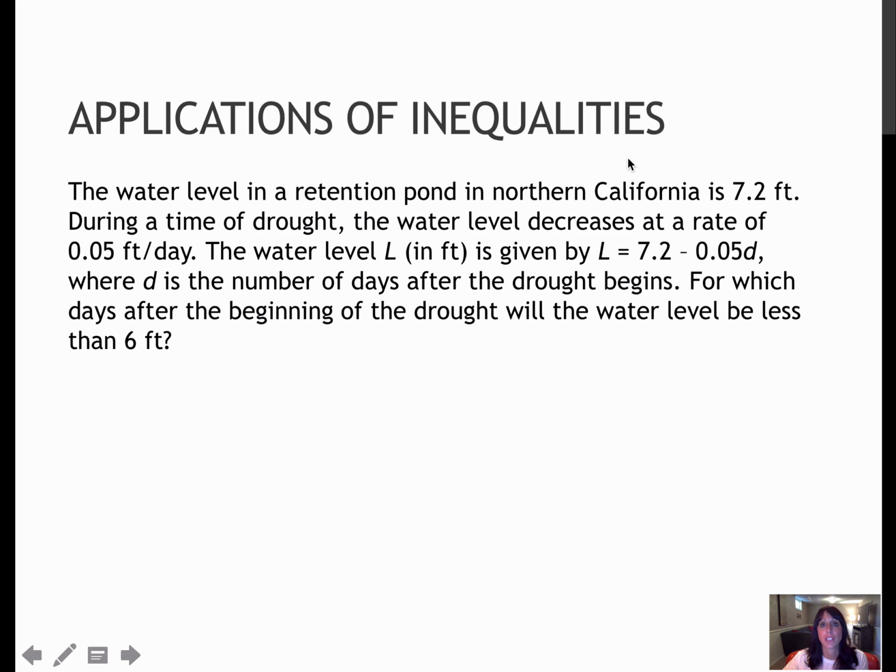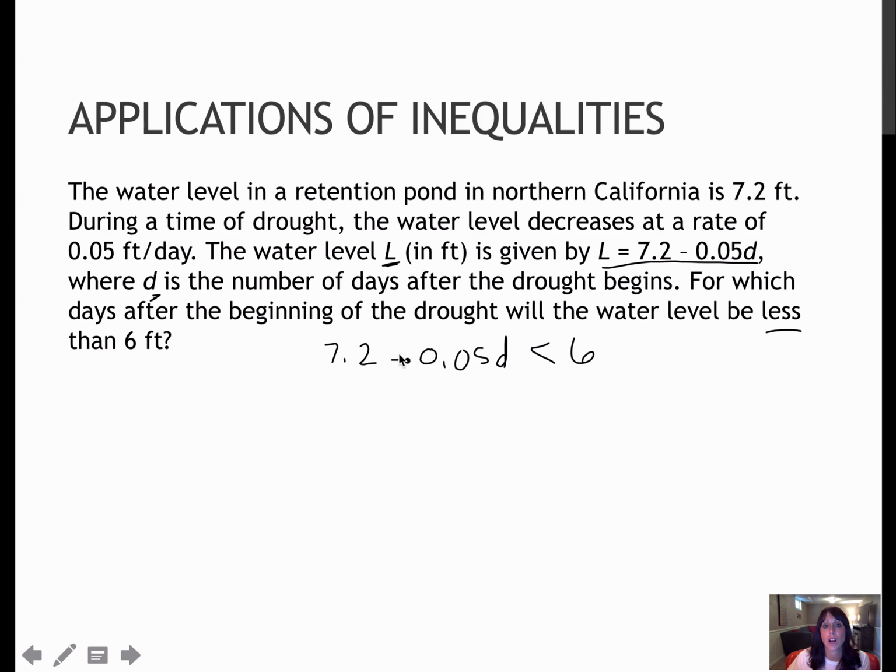Here's another question dealing with inequalities. In this one, they actually gave us the formula that tells the water level, L, in feet, given by that function where D is the number of days after a drought begins. It says, for which days after the beginning of the drought will the water level be less than 6 feet? So if this is the water level, that has to be less than 6 feet.